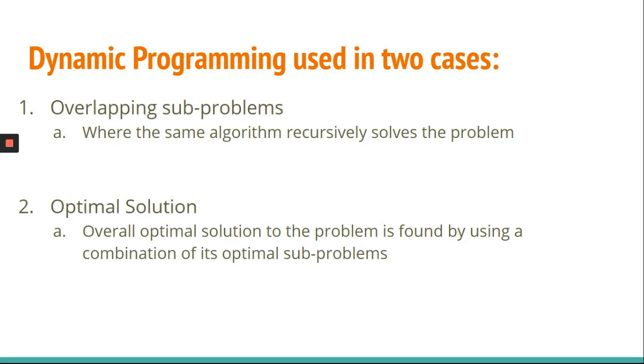Let's talk about overlapping subproblems. This is where the same algorithm recursively solves the same problem. And then we have an optimal solution. Now, this means that the overall solution to the question can be found by using a combination of the solutions to its subproblems. So the optimal or the best solution of the subproblems are all combined to find the optimal or best solution of the original question.